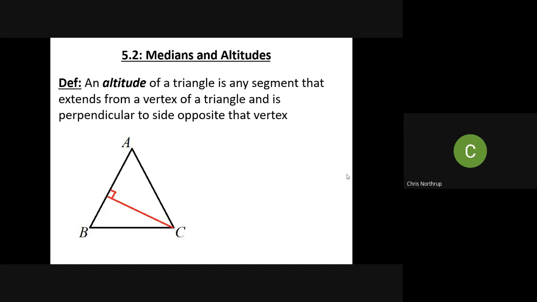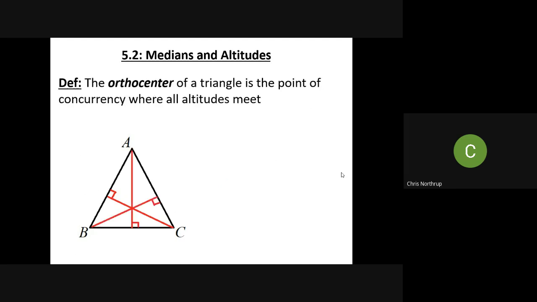Now you could probably guess, what if I draw all three altitudes? That would look something kind of like this. Wherever those three altitudes meet, there's a point of concurrency we call the orthocenter. So that's where your altitudes meet. There is no special property of your orthocenter. There's no real equation or identity. You just have to keep in mind it always goes to the other side at a right angle.